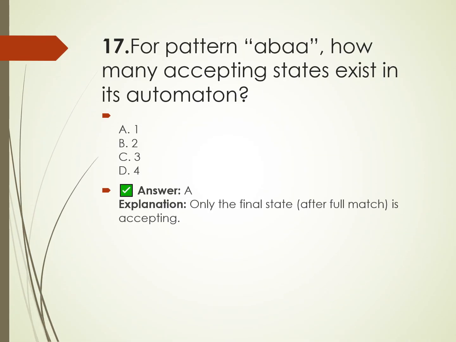For pattern A, B, A, how many accepting states exist in its automaton? A, 1, B, 2, C, 3, D, 4. Correct answer is A, 1. Only the final state after a full match is accepting.